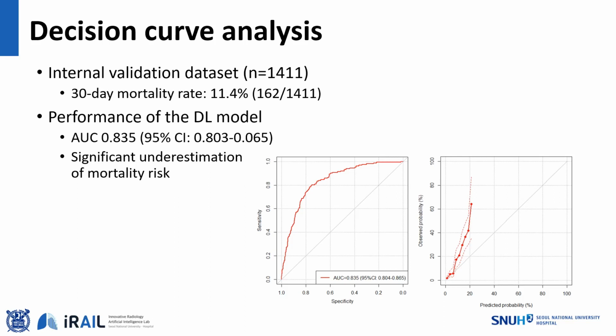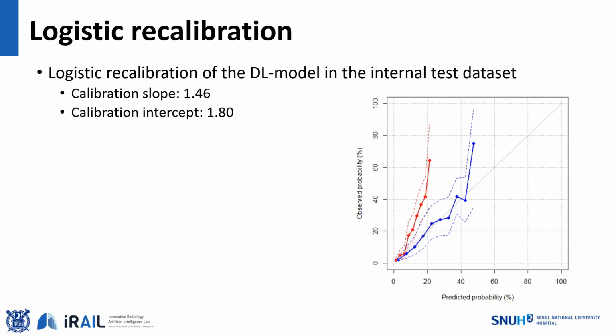The performance of the deep learning model was 0.835 AUC, and the calibration plot to the right of the figure shows that the mortality risk is being underestimated. Logistic recalibration was performed on the deep learning model for recalibration. The parameters of the recalibration results are as above.